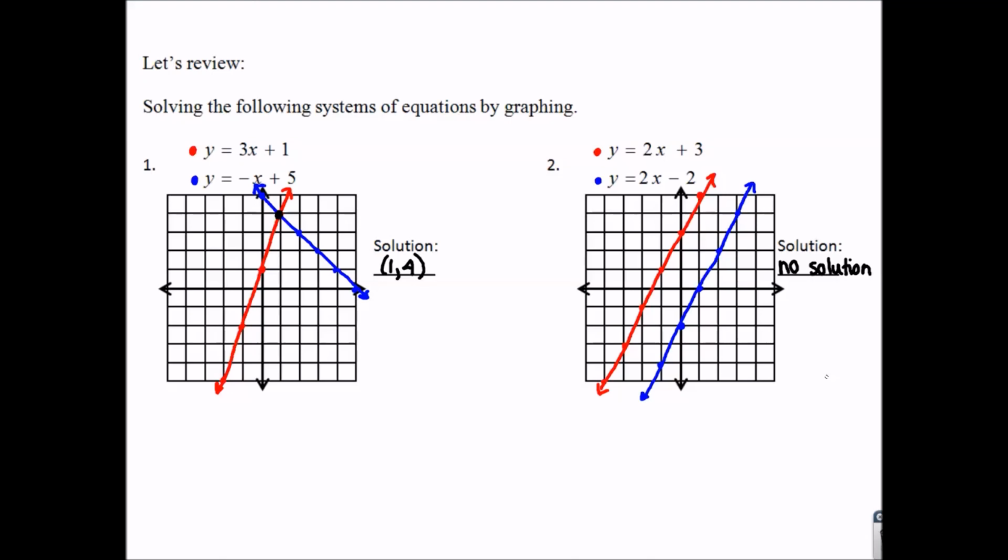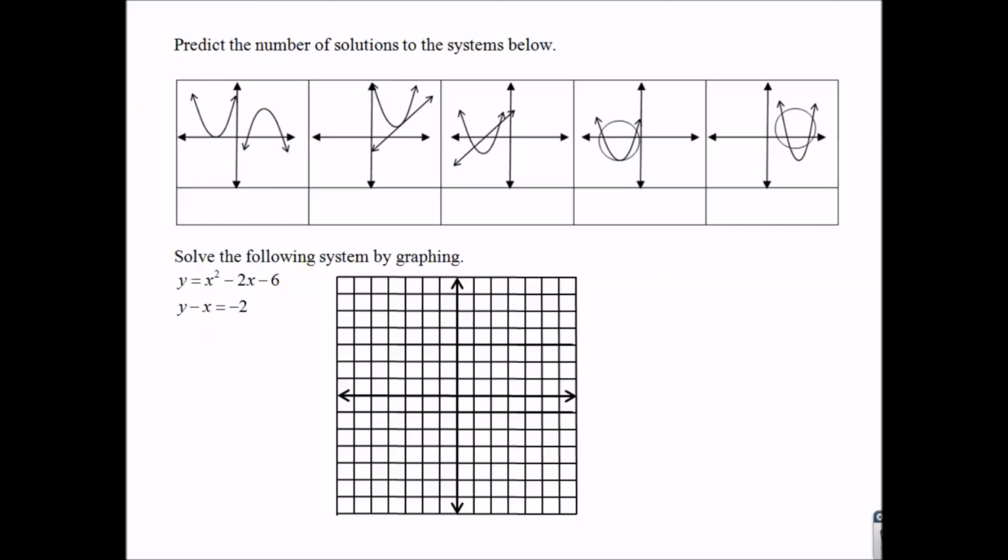So now we're going to step it up and look at nonlinear systems of equations. We said that a solution to a system of equations is where the two graphs intersect. So when we're talking about nonlinear systems of equations, we don't just have lines. We could have parabolas, we could have circles, we could have ellipses, which are ovals. We can have a variety of different graphs.